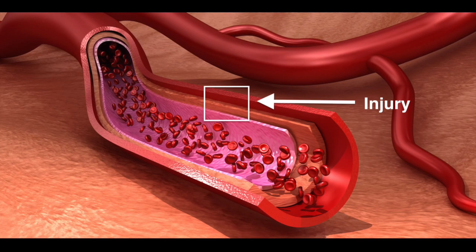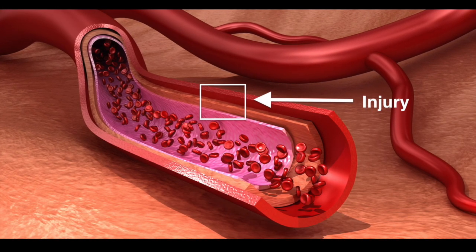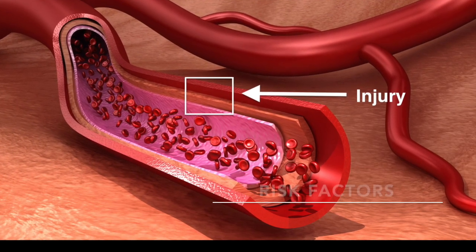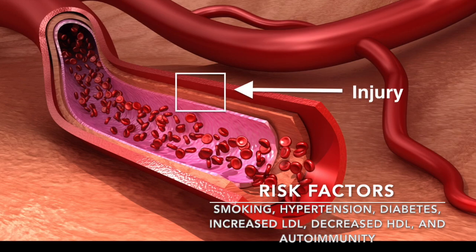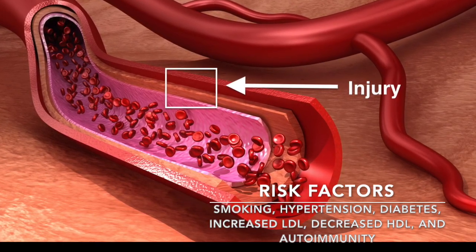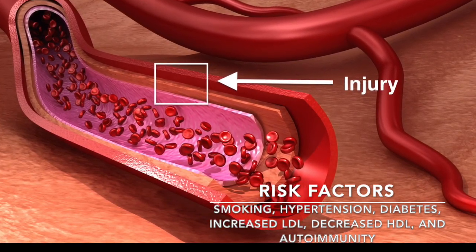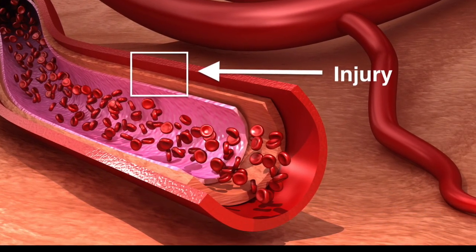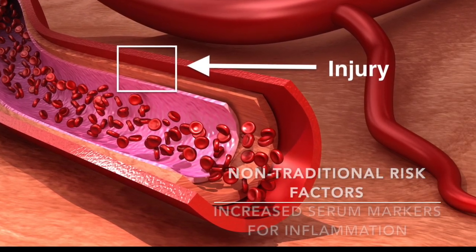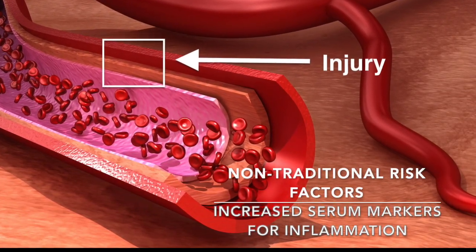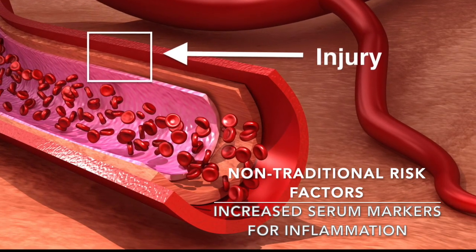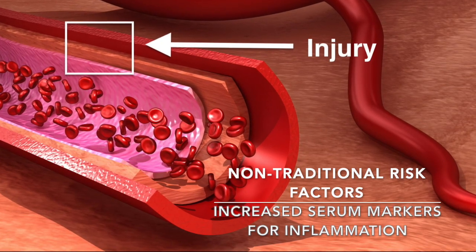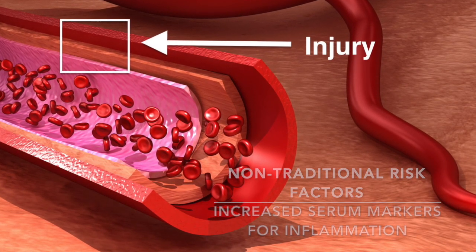Atherosclerosis begins with injury to the endothelial cells that line the artery walls. Possible causes of this injury include common risk factors for atherosclerosis, such as smoking, hypertension, diabetes, increased levels of LDLs, decreased levels of HDLs, and autoimmunity. And there are other non-traditional risk factors, which include increased serum markers for inflammation, such as high sensitivity C-reactive protein, troponin 1, infection, and air pollution, but those are non-traditional.